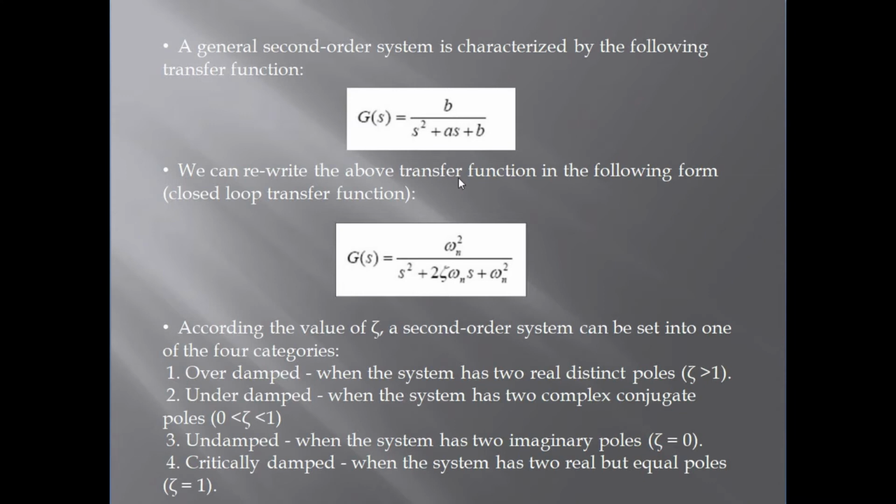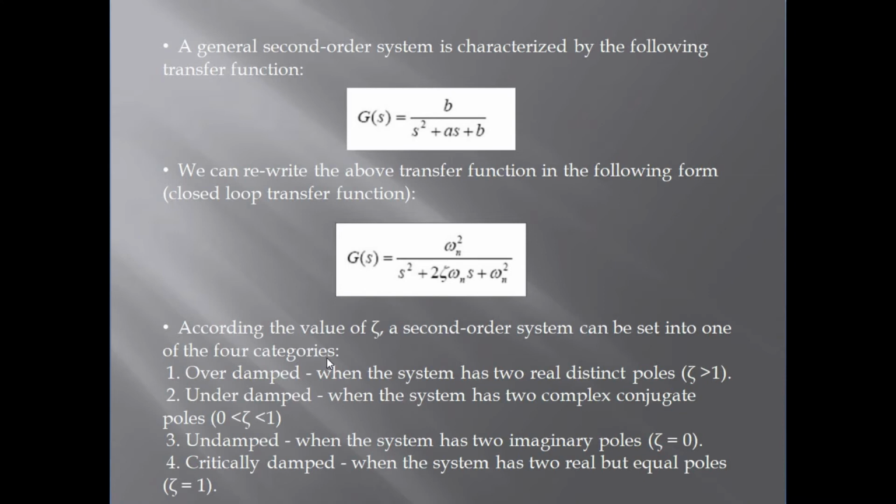Here omega n square is equal to B, then omega n is equal to under root B, right? And from this equation we can easily correlate the value of zeta as well as omega n.